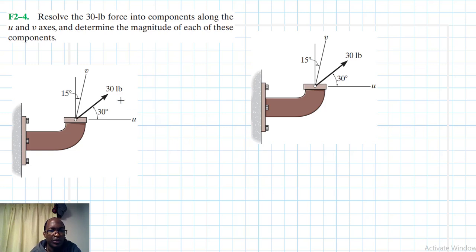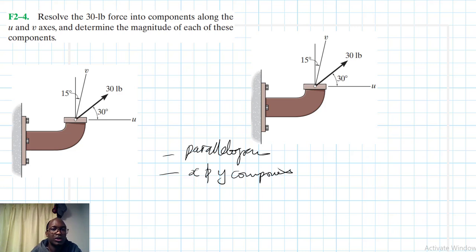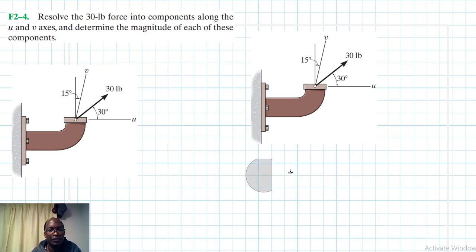So there we go. So we have this force, 30 pounds, acting on this particular structure, and we are being asked to find its components along the U and V axis. So we are going to solve this particular problem using two approaches: the parallelogram and resolving into X and Y components. It's up to you to choose which method is okay.